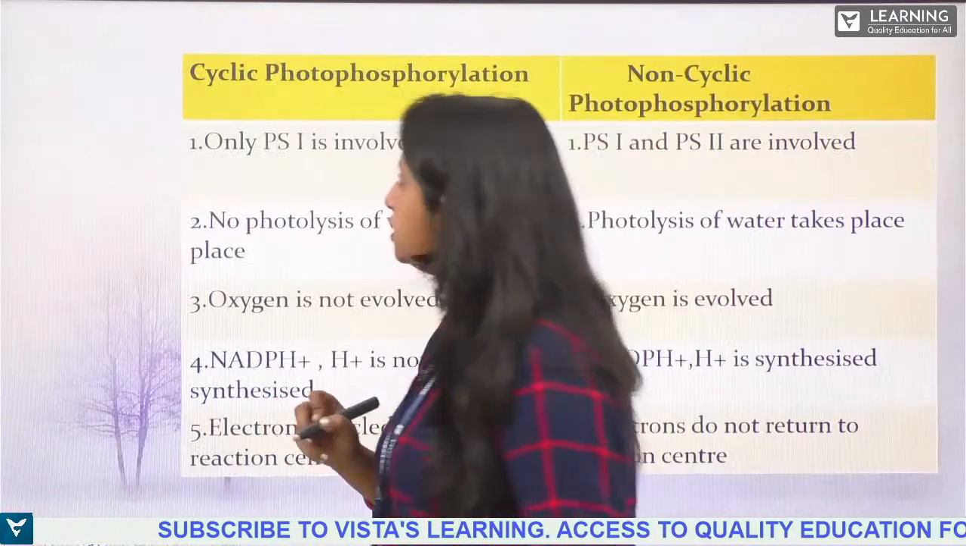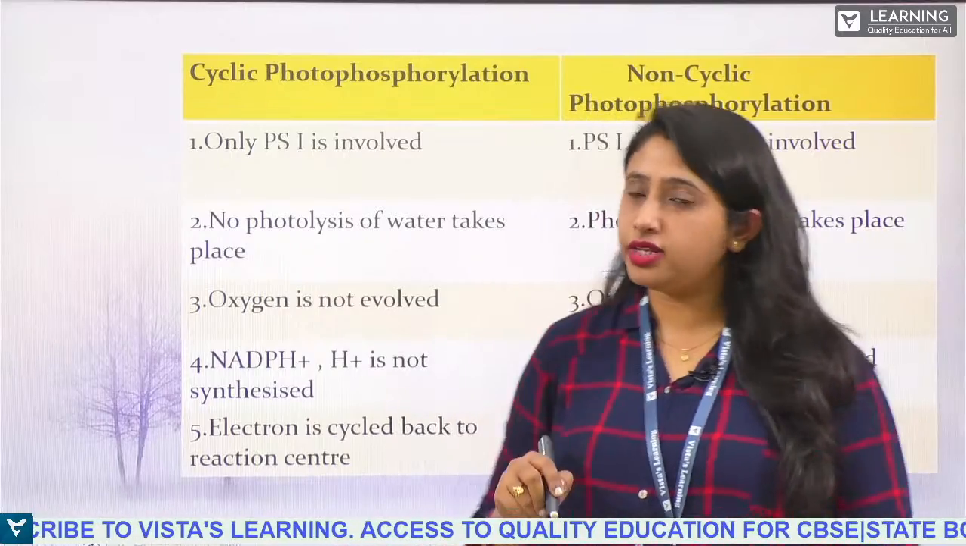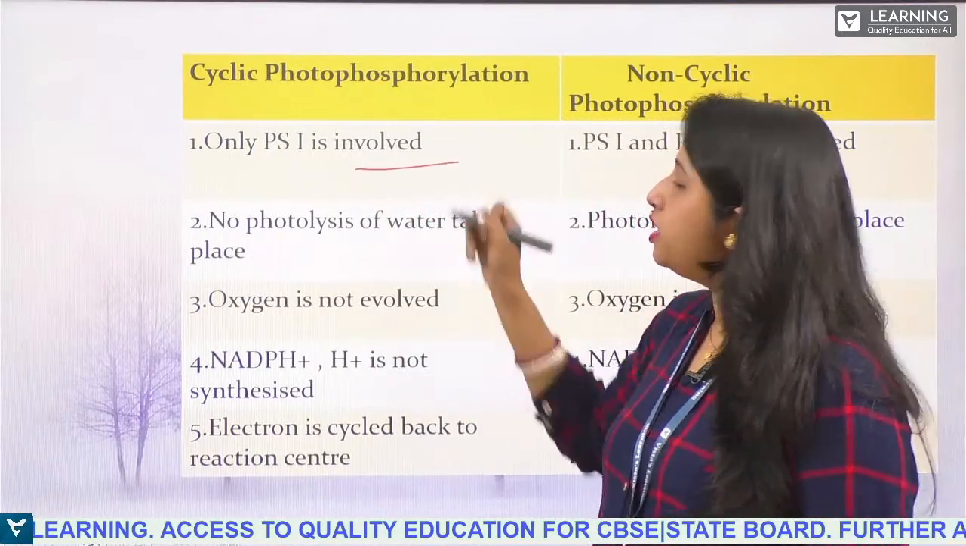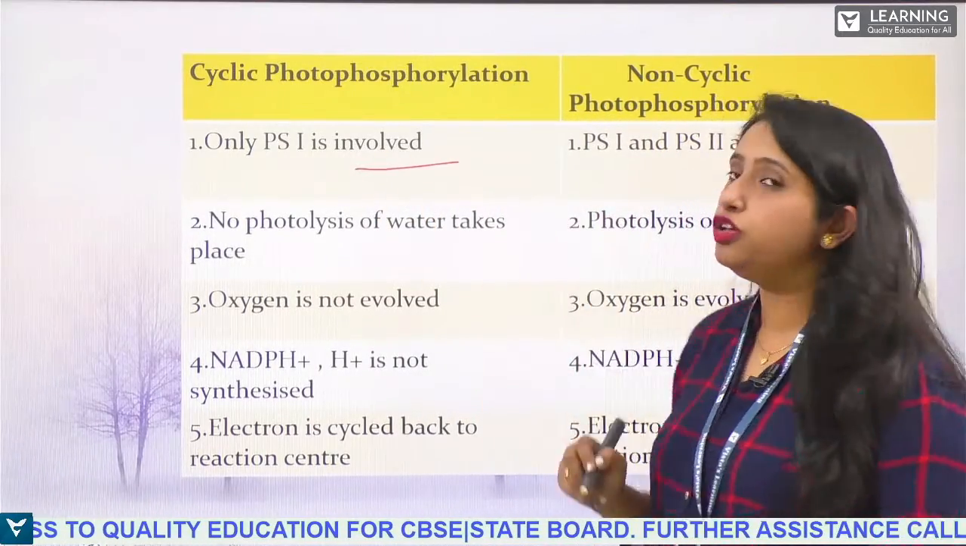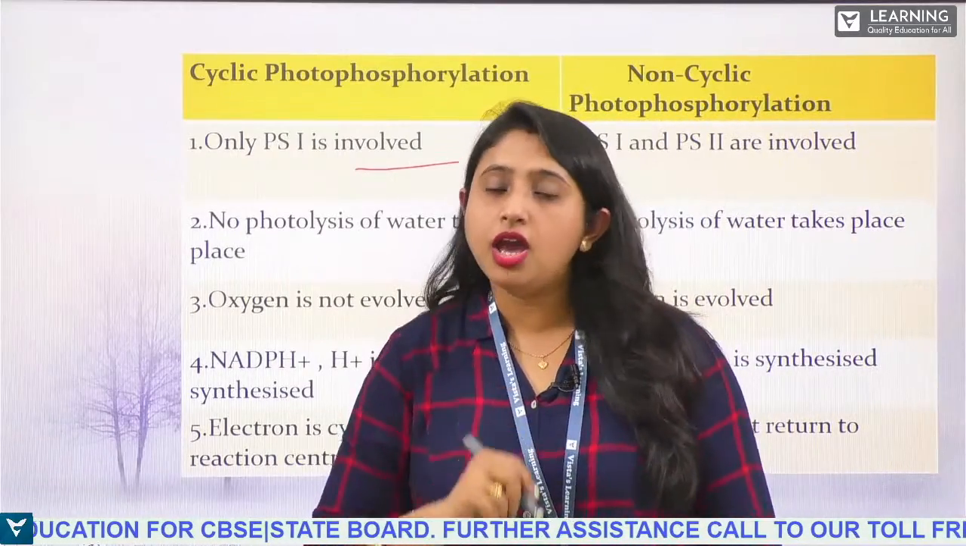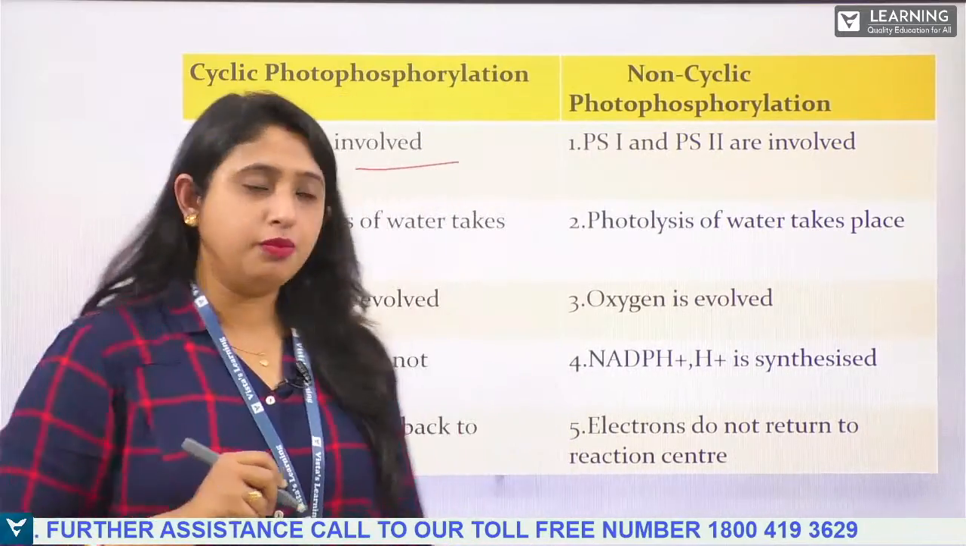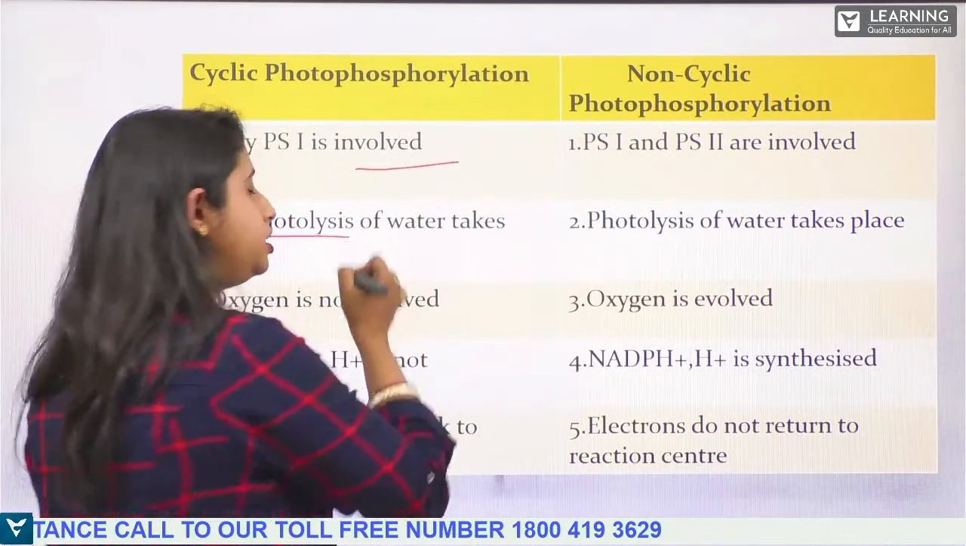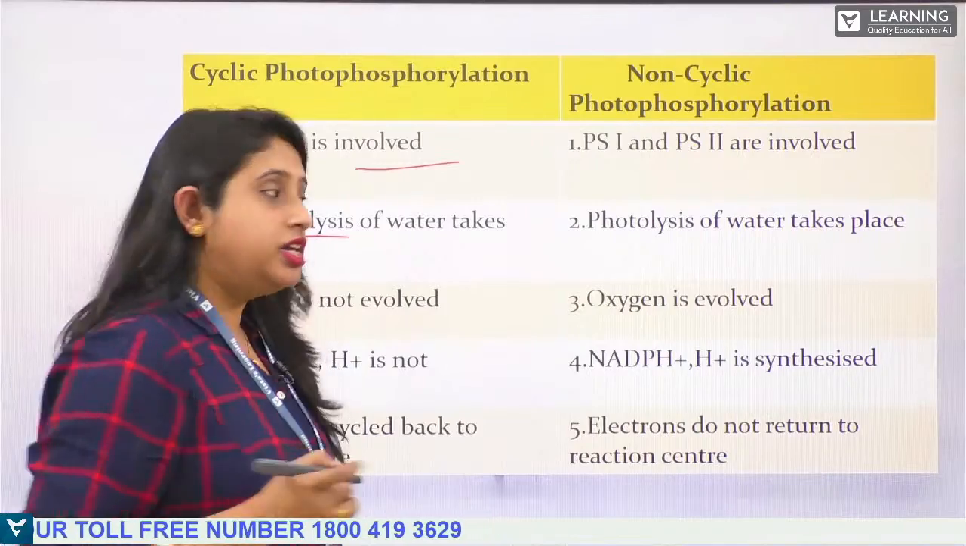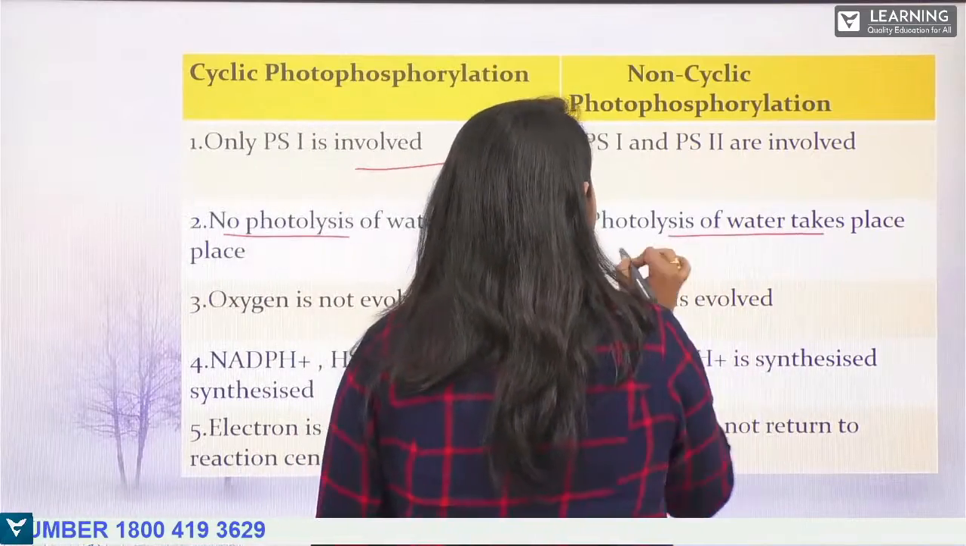So yes, this is the difference. You can write it down. In cyclic, only photosystem 1 is involved, and here in non-cyclic both photosystems are involved, photosystem 1 and photosystem 2, right? So in cyclic, no photolysis of water is taking place, water is not split. Here water is being split. Photolysis is taking place, right?